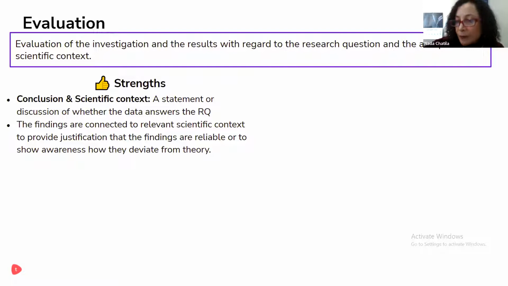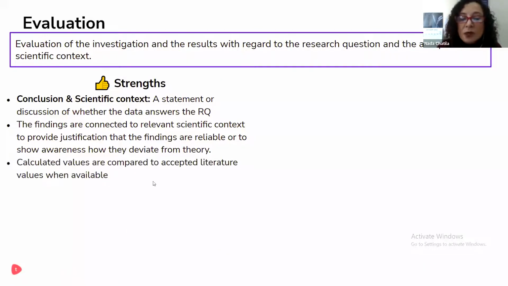What does the theory say? Is it in line with the theory? Does it deviate from the theory? And there's nothing wrong, like students think that if it deviates from the theory, then their investigation will not get a high score. This is not true. As long as they show awareness how it deviates and they discuss possible reasons in a thoughtful way, then they are fine. Calculated values are compared to accepted literature values when available.